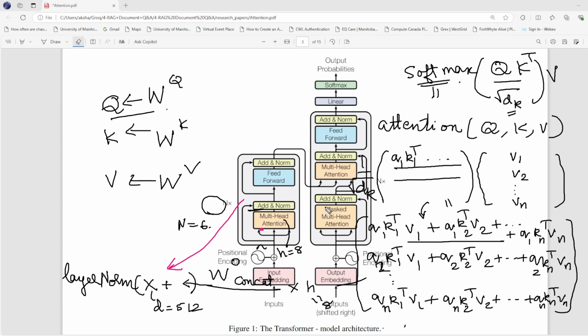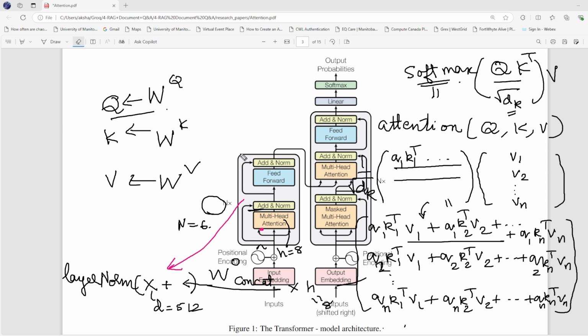So some more details that need to be mentioned: once you have the output here, the vectors of length 512, it's just going to pass on to a feed-forward network. It's a normal feed-forward network that we all know about. They use a ReLU activation. So there are two linear layers with a ReLU activation in between.